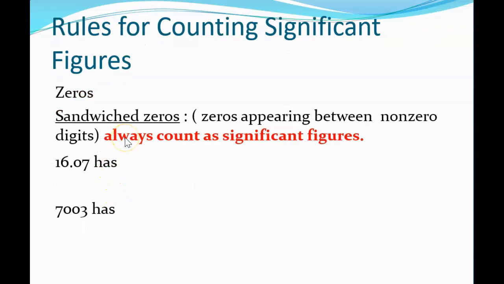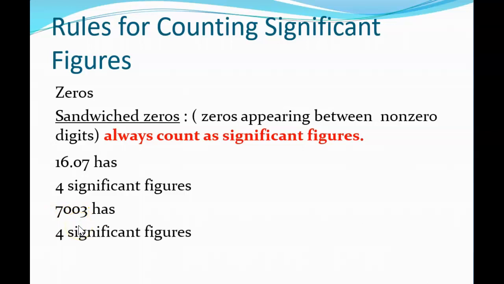Sandwich zeros always count. We love the sandwich zeros, the middle ones. They always, always, always count. So 16.01 has that sandwich zero count, so that's 4. 7003, both of those are sandwiched, so that has 4. If you need to pause the video at any time, you can to catch up with notes.